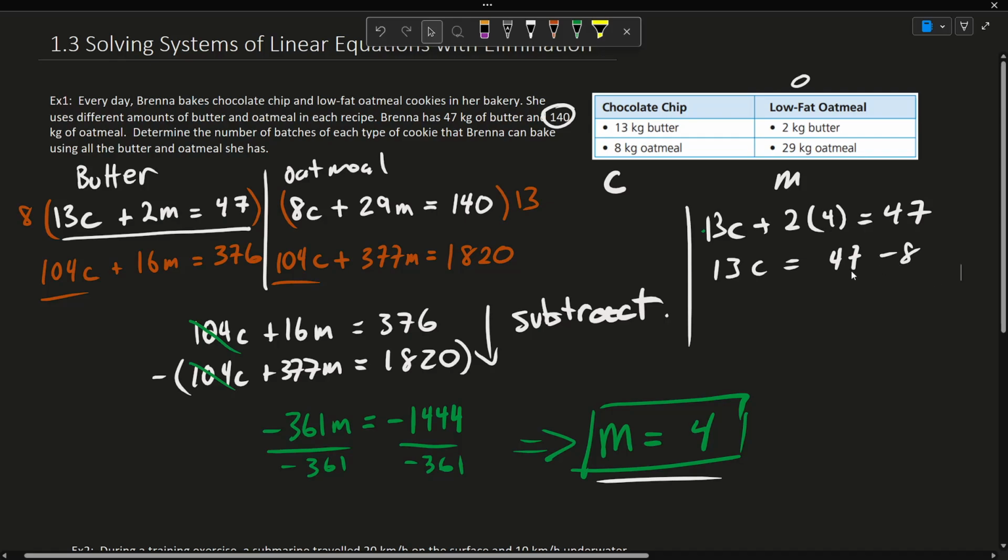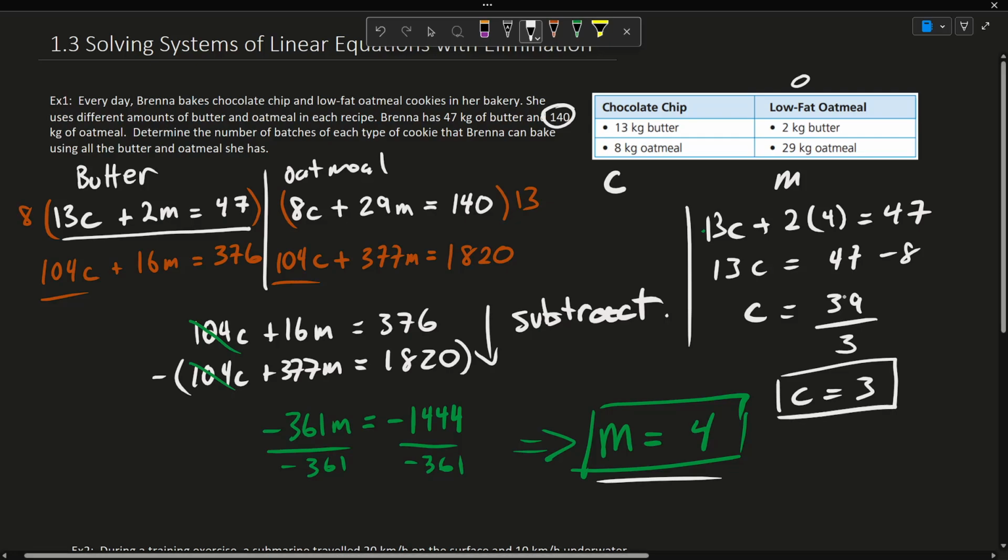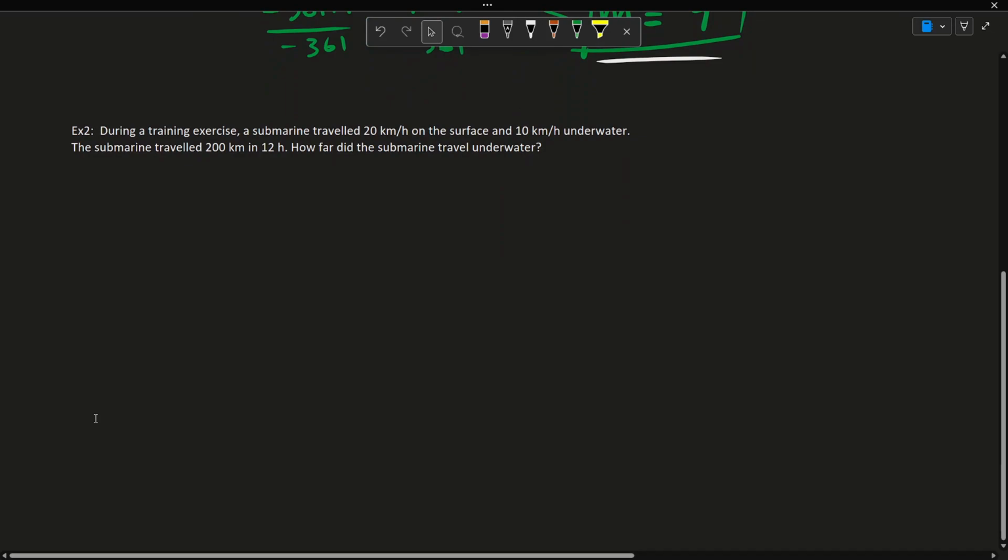47 minus 8 is 39, and C equals 39 over 3. So C is equal to 3. So the lady, Brenna, here needs to have 3 batches of chocolate chip cookies and 4 batches of oatmeal cookies. Let's try another, shall we?